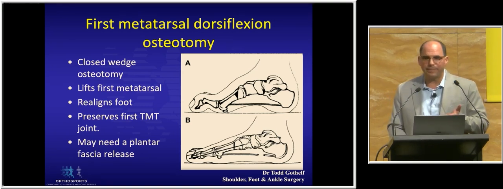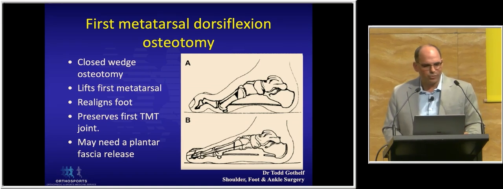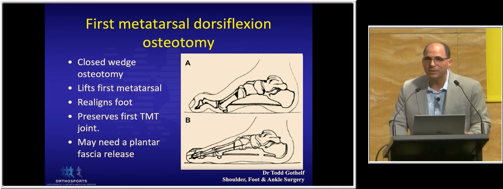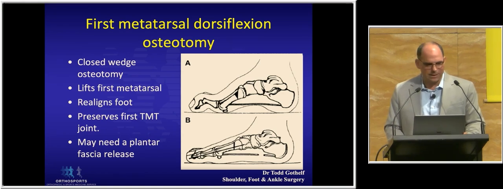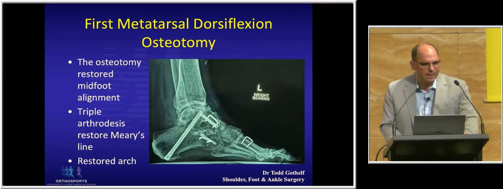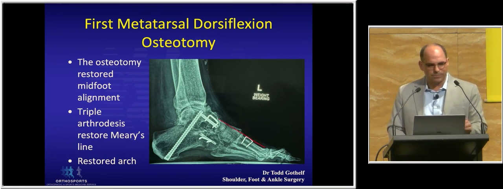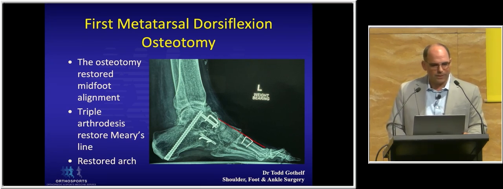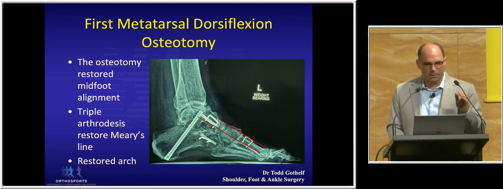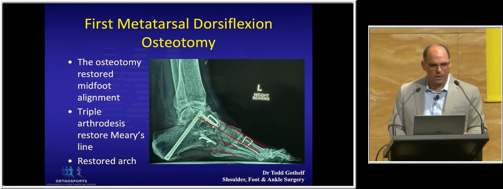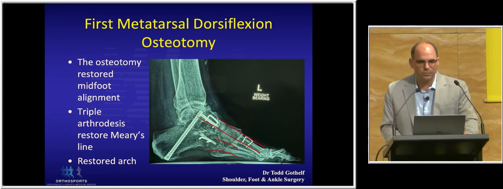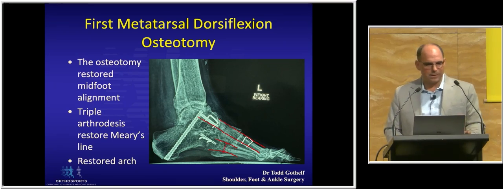So it helps to lift the first metatarsal, realigns the foot, preserves the first tarsometatarsal joint, and also you can see the plantar fascia sometimes needs to be released in these patients because it's quite tight. So here you can see the first metatarsal osteotomy is performed. You can see the staple in the midfoot. You can see the better alignment of the midfoot. There was a triple arthrodesis, and on the lateral you can see how Meary's line is restored on the line through the talus into the first metatarsal. Also notice after this correction that the distance between that first metatarsal and fifth metatarsal is restored with better alignment and less distance.